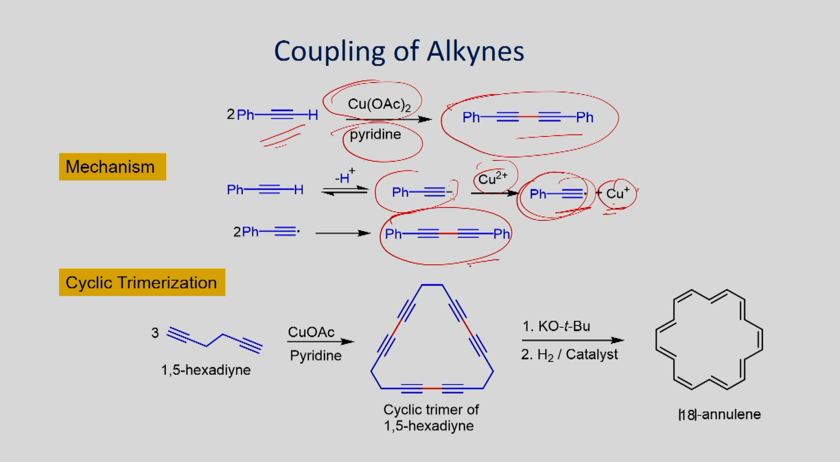This reaction has wide application. For example, if you want to make this hexadiene, and it is very difficult to make by other methods, you can use this 1,5-hexadiene, and you can react it with copper acetate in the presence of pyridine. You can make this cyclic trimer.